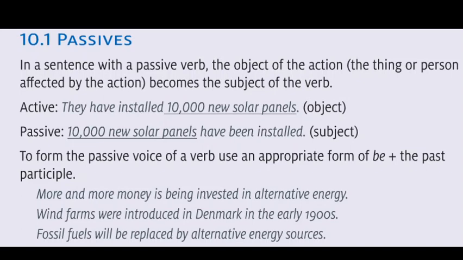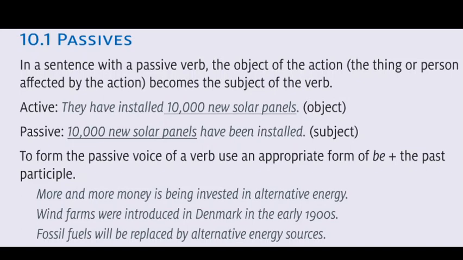And we have to pay attention to the use of the verb to be and the other verb that is in the past participle. In the first example, more and more money is being is the part that helps us to create the passive voice. Invested is the verb that is in past participle. On the second sentence, wind farms were is the part of the to be that helps us to create the passive voice. Introduced is the verb in the past participle.